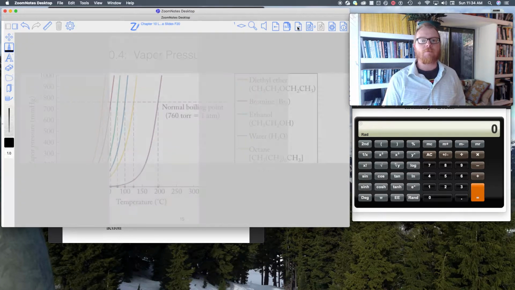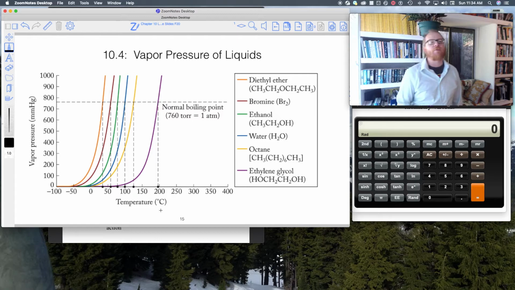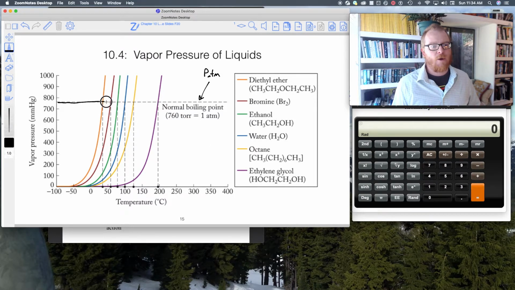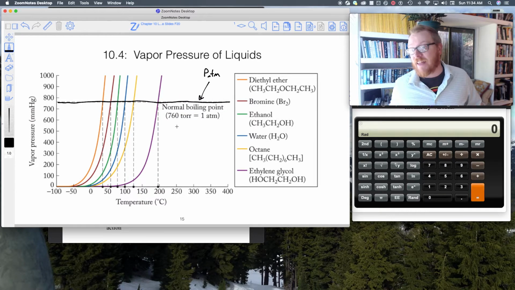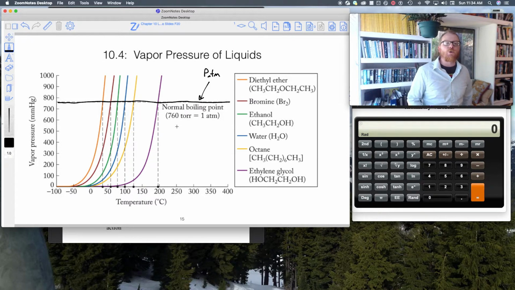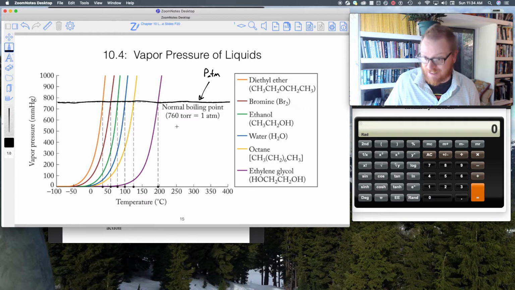Okay? So here is a graph of several different liquids and their vapor pressures. And this dotted line at 760 torr, so we remember that's 1 atmosphere, is the atmospheric pressure at sea level. So we know if you go up to Colorado or outer space, the pressure will be much less. And we'll talk about that in a moment.